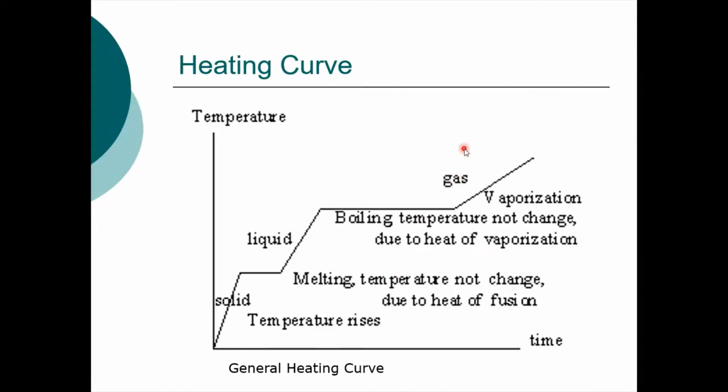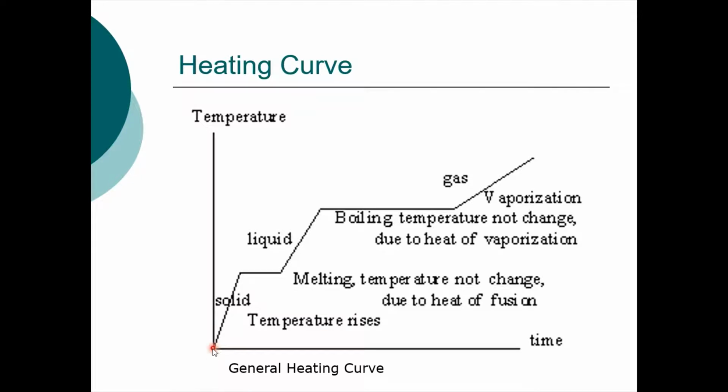There's this thing called a heating curve. And the heating curve basically shows you what happens as you put energy in. So on the x-axis, we're going to have time. You can also put down Q, delta H, because as time goes along, if you're heating something up, you're adding heat to it. And the y-axis is temperature. So that shows you how temperature behaves as time goes along.